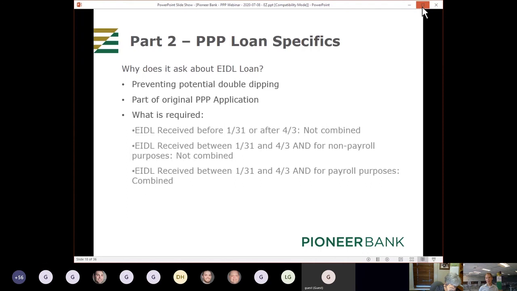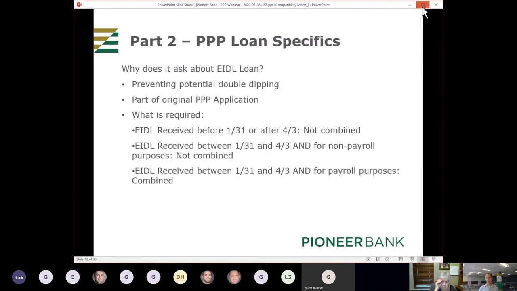So what will be required? If we had it on the original application, the EIDL and the PPP essentially get combined together. If you received an EIDL before January 31st or after April 3rd, you don't have to do anything. Nothing gets combined. If you received an EIDL between January 1st and April 30th, but it was for non-payroll purposes, such as rent or other business expenses, they don't get combined either. The only time it applies is if somebody received an EIDL loan for payroll purposes between January 31st and April 3rd. That's the only time it will need to be refinanced into the PPP.